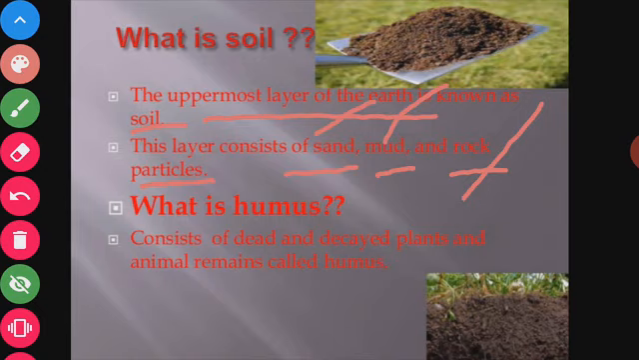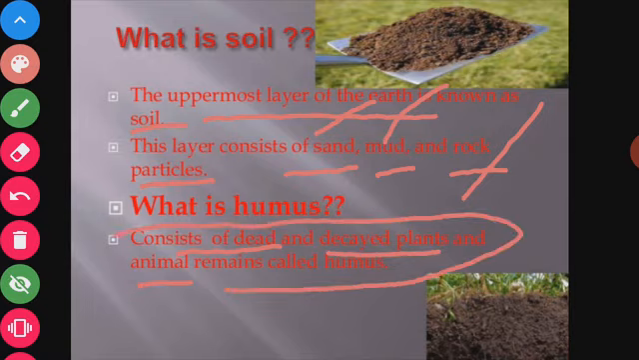What is humus? In the uppermost layer of the earth's crust, which is usually composed of thin mineral particles, the dead and decaying matter of plants and animals is called humus. When soil consists of dead and decayed plant and animal remains, that is called humus.